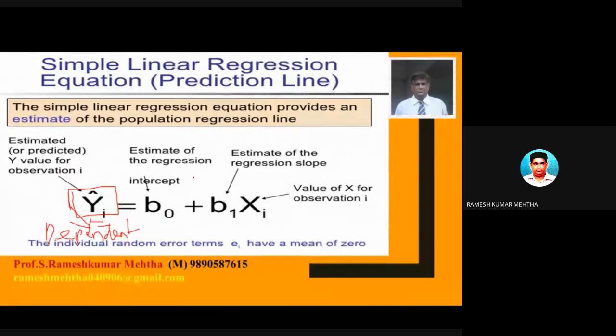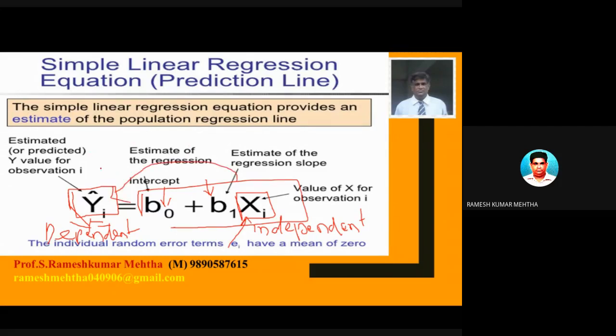And x is the independent variable. Now we have data of the independent variable, and we find out the regression coefficient of x on y, and we find out the intercept, and then with this example we plug in the values of x, and from this we will find out the value of y.